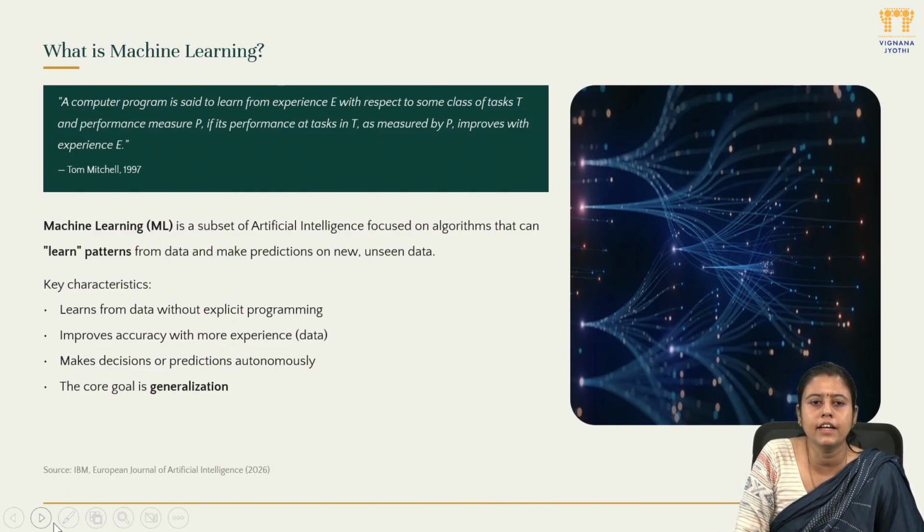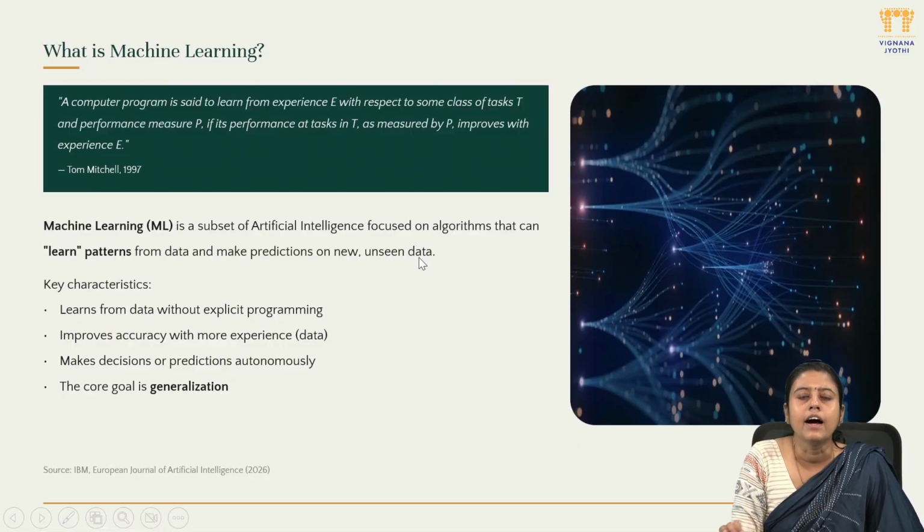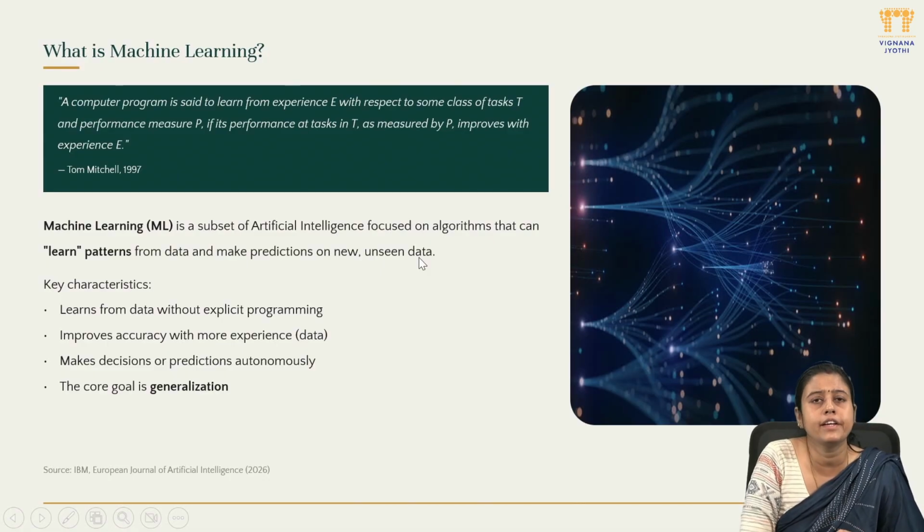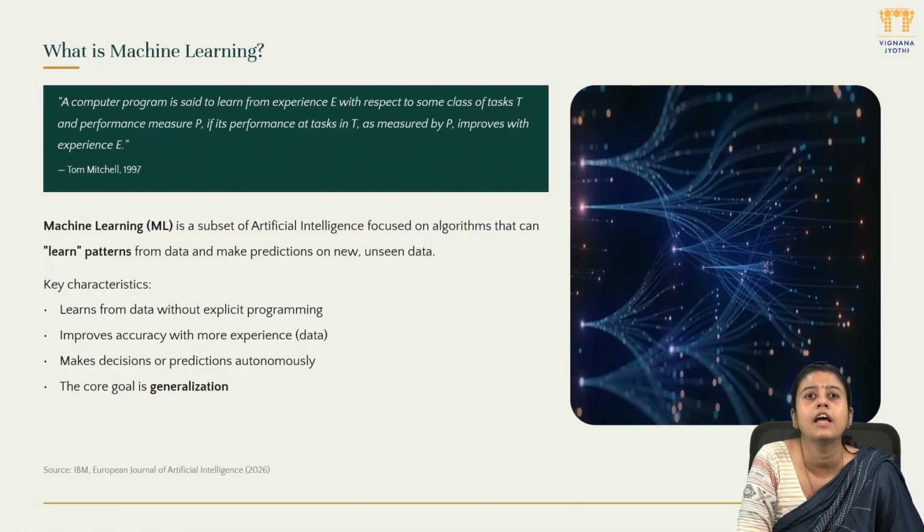What is machine learning? Machine learning is nothing but a subset of artificial intelligence focused on algorithms that can learn patterns from data and make predictions on new and unseen data. This is an important word, prediction. A machine learning method is not giving the decision; rather, it can give a prediction of the future.